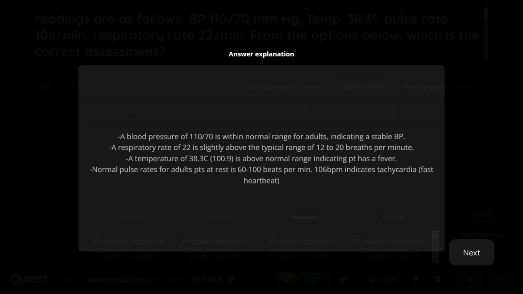And then the pulse rate for the patient was high. Remember, the pulse rate said it was 106 beats per minute. Remember, our normal resting heart rate for an adult is 60 to 100 beats per minute. Anything greater than 100 beats per minute is considered to be tachycardic, right? That's their heart rate beating fast. Anything less than 60 beats per minute is considered to be bradycardia. Their heartbeat is slow.